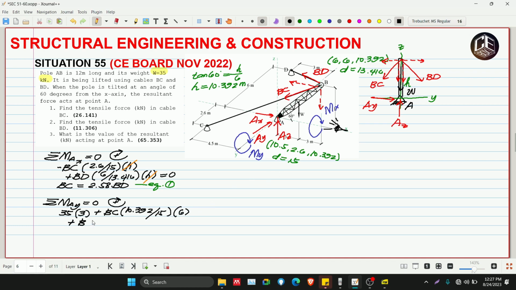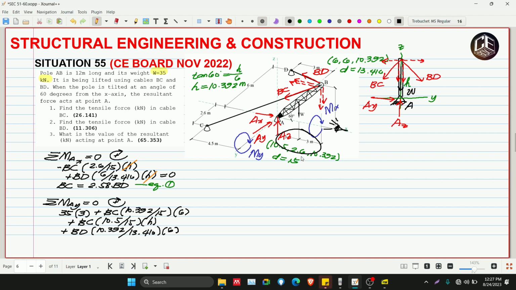And then plus BC. Ano ang kanyang x component, no? So 10.5 over 15. Ano ang kanyang moment arm? That is H, which is 10.392. So lagay ko na lang yung H. And then ganoon din ang BD. Ito yung kanyang components, Z and X. So ang Z niya clockwise din, no? So that is positive BD, then multiplied by Z component 10.392 over 13.416 moment arm, which is 6.